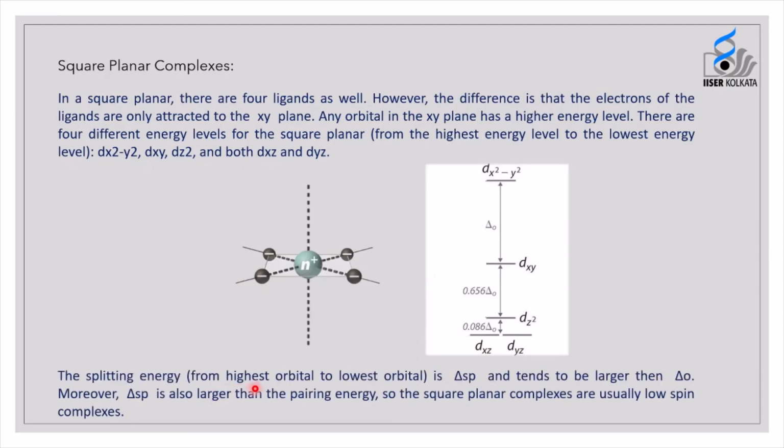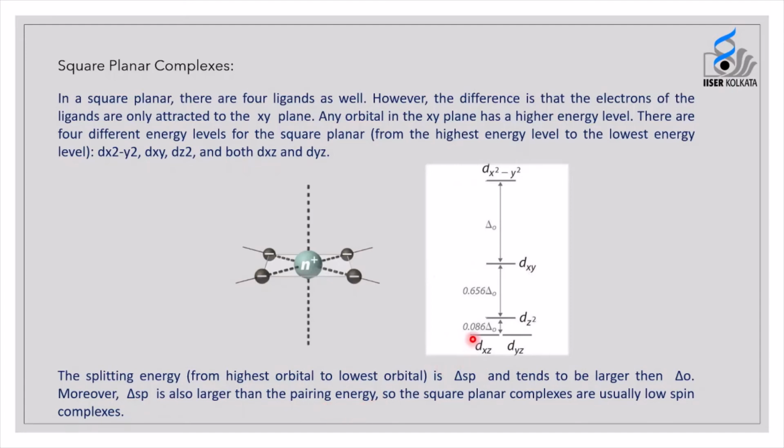The splitting energy from the highest orbital to the lowest orbital is delta sp. This complete gap is delta sp, which in the figure itself we can see is much higher and tends to be larger than delta o, meaning the gap between the lowest and the highest in the case of octahedral. Moreover, delta sp is also larger than the pairing energy.